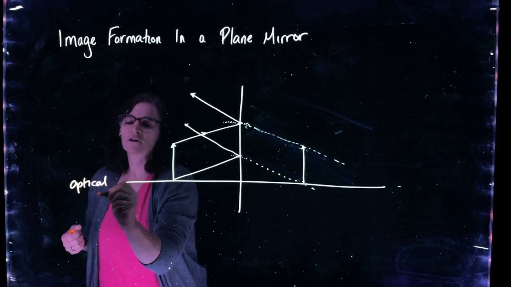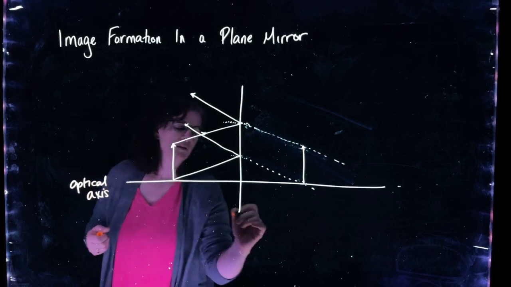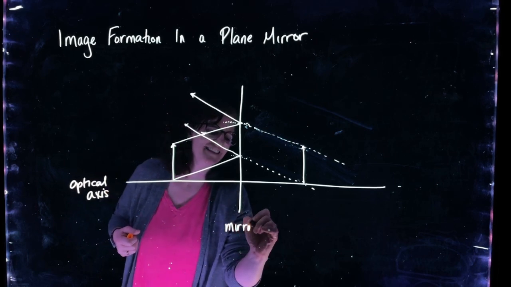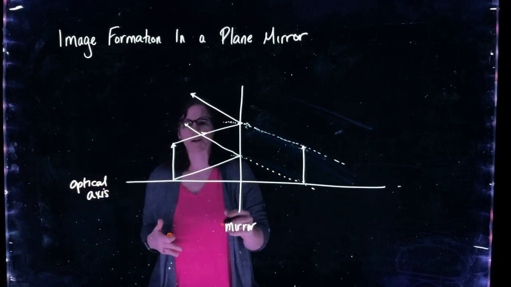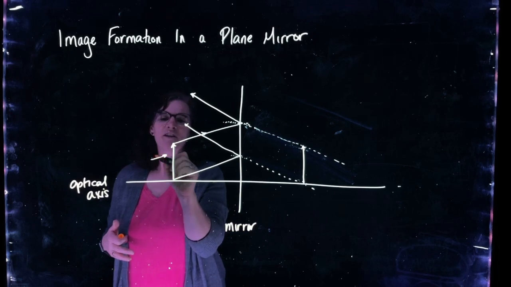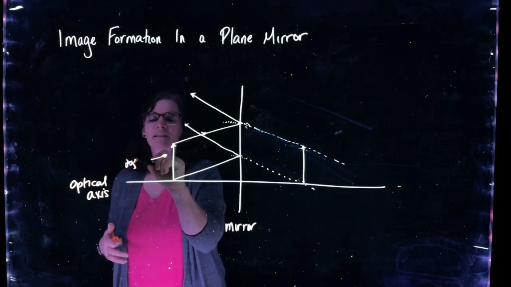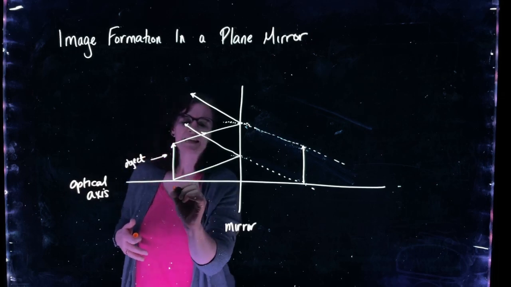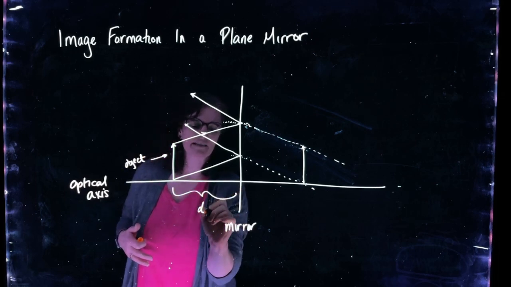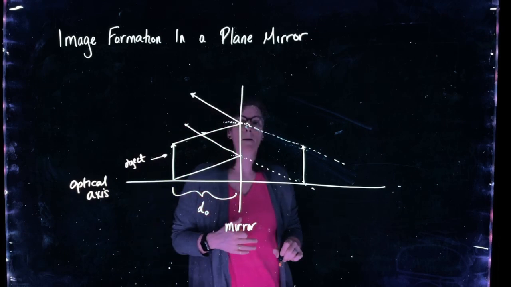So here is our optical axis, that's this line here. And of course, our mirror is here in the center. And again, that's that flat plane mirror. Our object is on this side. And it is a certain distance, the distance of the object from the mirror.